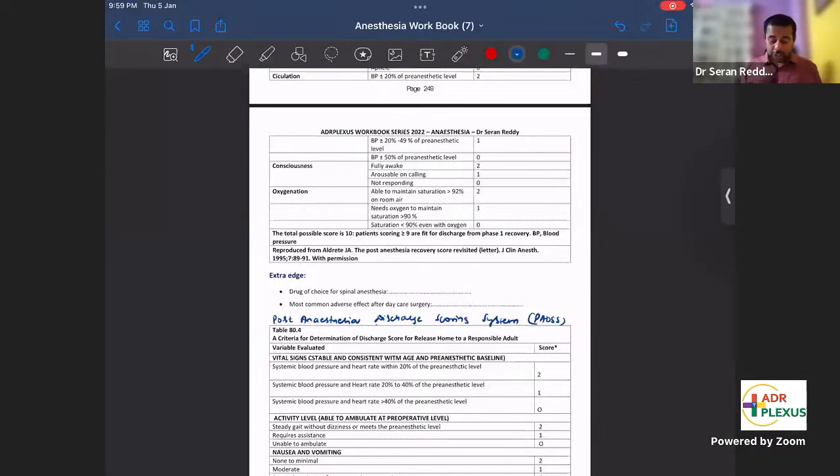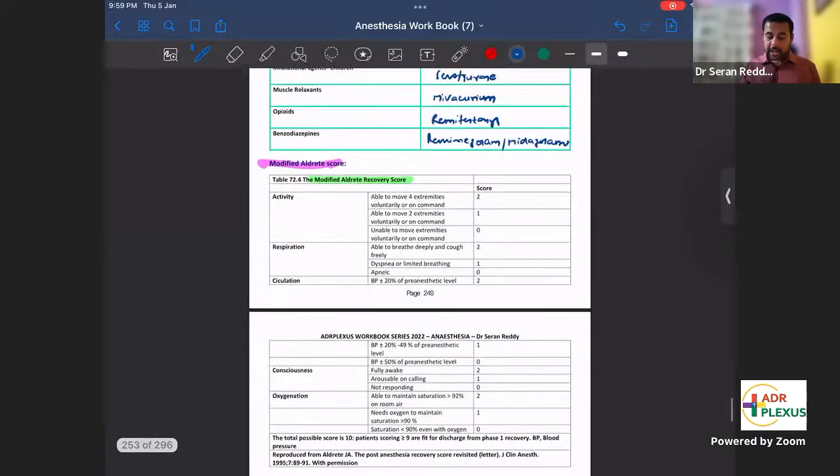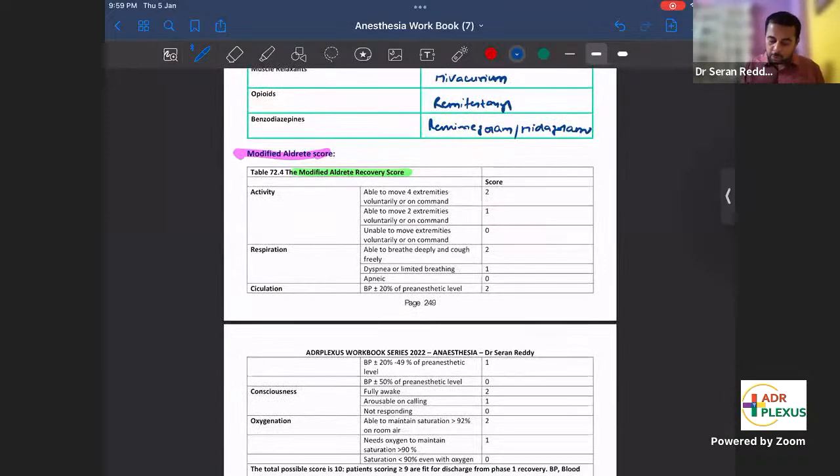If you want to remember one extra point, both these scores have a maximum score of 10. And what is the score required to discharge? It should be more than or equal to 9. Very important. Even if the score is 8, the patient is not fit. They won't usually ask about activity, respiration, circulation. If you want to remember that, that's up to you, but remember at least two scores: modified Aldrete score and post anesthesia discharge scoring system.